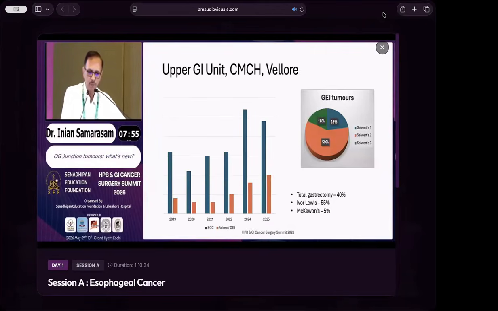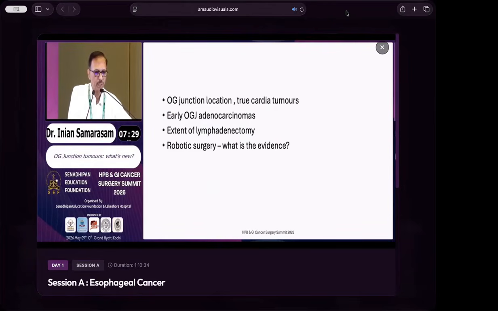So this is from our unit at Vellore. Just to show that in recent years, there is an increasing trend in lower esophageal and junctional tumors, majority of them being type 2 and type 3. And Ivor Lewis is slightly more than total gastrectomy being performed. This is over the last 5 years.